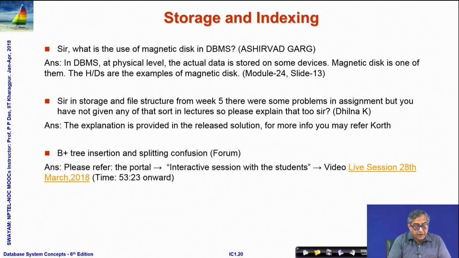In storage and file structure from week 5, there are some problems in the assignment, but you have not given any of that sort in lecture. Please explain. So, we know this was not given. In the solution that has been released, we have tried to provide the explanation for the same. For the rest, you can refer to the corresponding position in the textbook that we are following, the Korth and Silberschatz book.